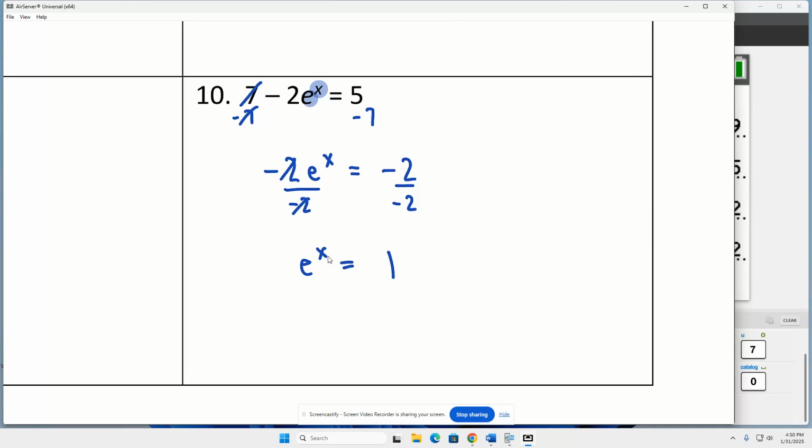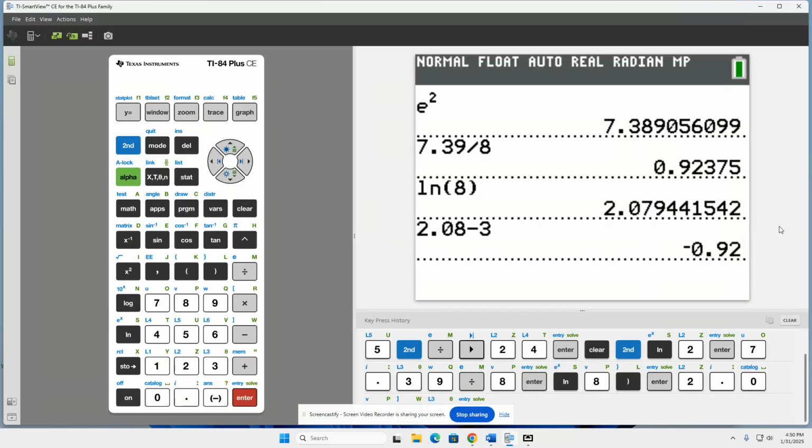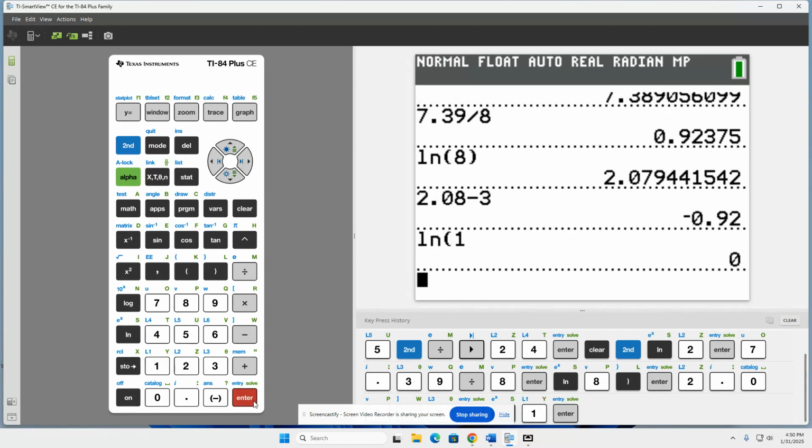So how do I solve this for x? By rewriting this exponent, just like we did last week, as a logarithm. So since it's base e, I'm going to use ln, I'm going to do the loop, ln of 1 equals x. So I'm going to go to my calculator, do ln of 1, push equals, and that is 0. x equals 0.